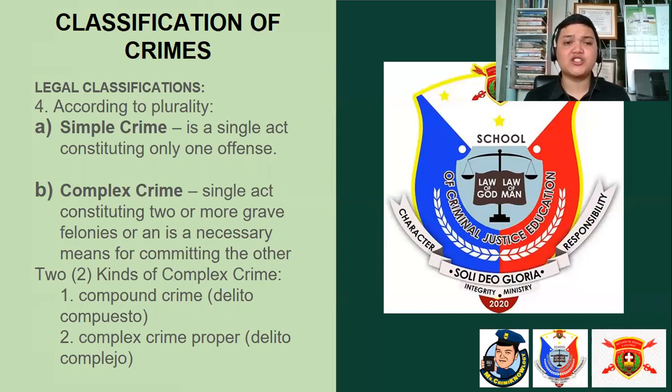A single act constituting two or more grave felonies, or where one is a necessary means for committing the other. So two kinds of complex crime. We have compound crime, delito compuesto, and complex crime proper, delito complejo. Yan ang dalawang classification ng complex crime. So may single act ka, pero na-produce ka ng 2 o higit pa ng mga grave felony. Kaya complex ang tawag sa kanya.